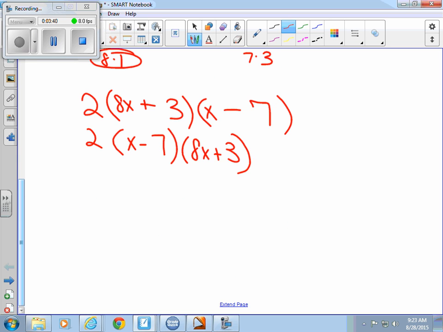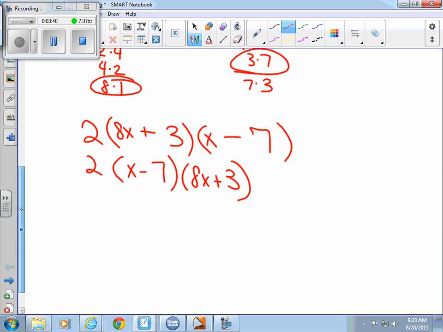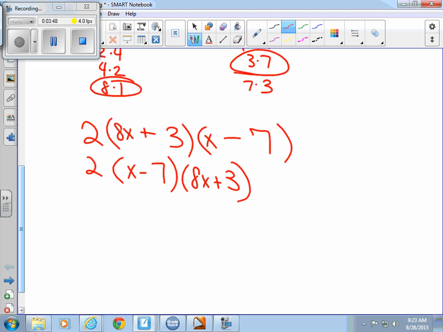Now the way I do it is I think I want the 53 to be negative. Okay? So the 56 needs to be negative, so that when I do negative 56x plus 3x, that combines to give me negative 53.